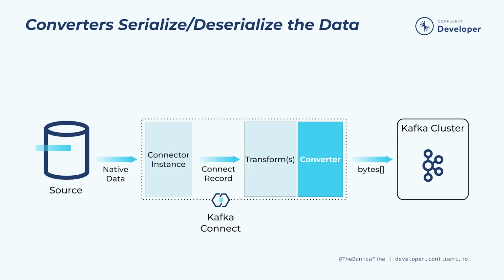You'll sometimes see similar components referred to as SERDES, or serializer deserializers, in Kafka Streams, or just plain old serializers and deserializers in the Kafka client libraries. There are a ton of different converters available, but some common ones include Avro, Protobuf, and JSON. While Kafka doesn't care about how you serialize your data, as far as it's concerned, it's just a series of bytes, you should care about how you serialize your data.